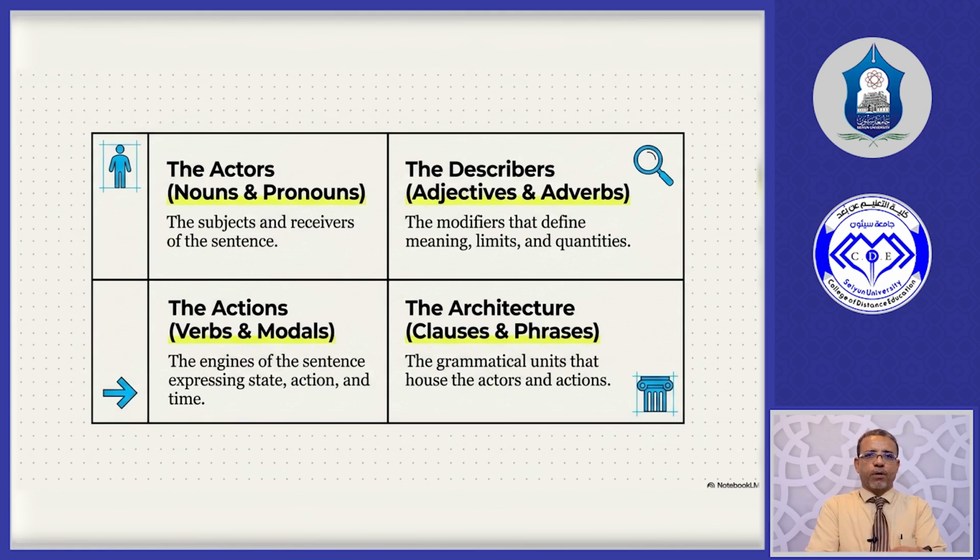The second: the action, the verb or modals, the engines of the sentence, expressing state, action, and time. A sentence in English cannot be a sentence without a verb. There should be a verb. Verbs are either verbs of action, which have lexical meaning, like play, eat, come, go, whatever, or modals, which are usually followed by an infinitive: should, will, must, have to, and so on.